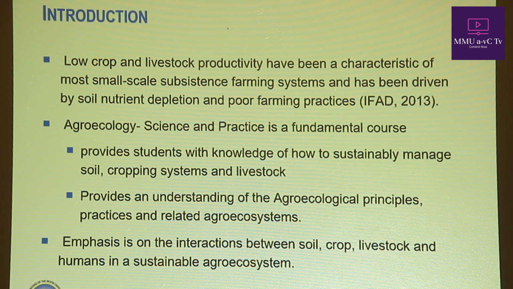So agroecology, science and practice, being a fundamental course, provides students with knowledge of how to sustainably manage soil, cropping systems and livestock. It provides an understanding of agroecological principles, the practices and related agroecosystems. The emphasis is on the interactions between soil, crop, livestock, humans in a sustainable agroecosystem. So that is where we talk about the socio-economic but also the natural scientific perspective.